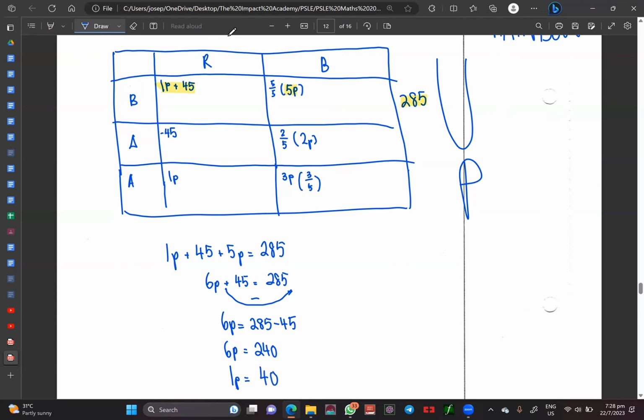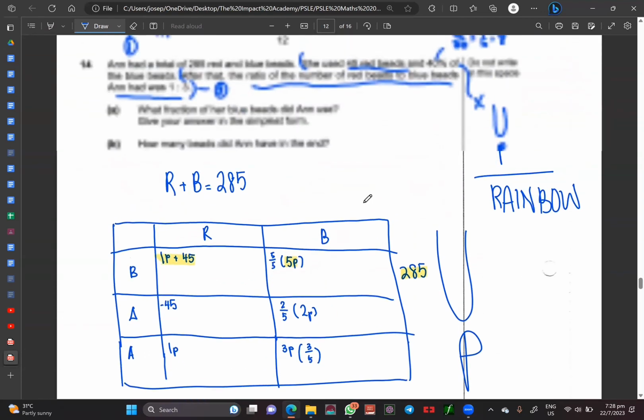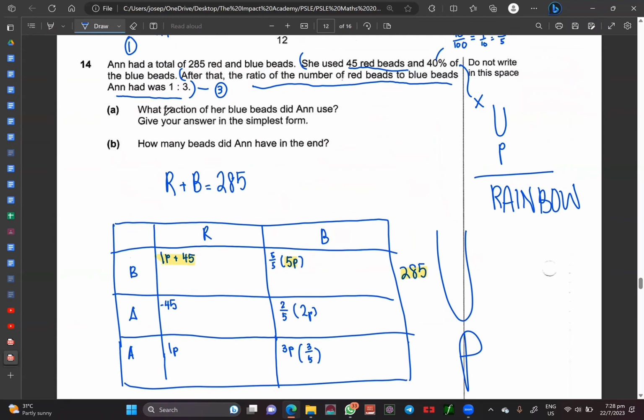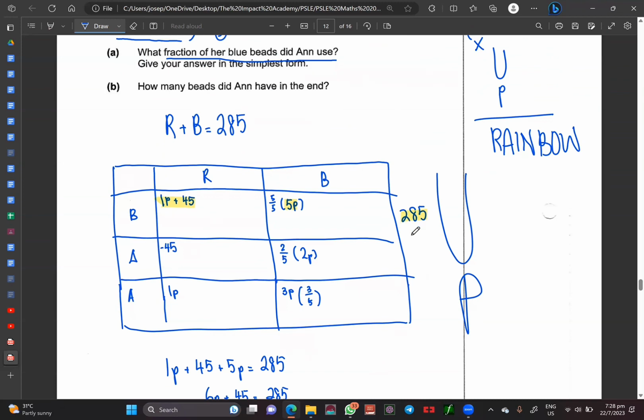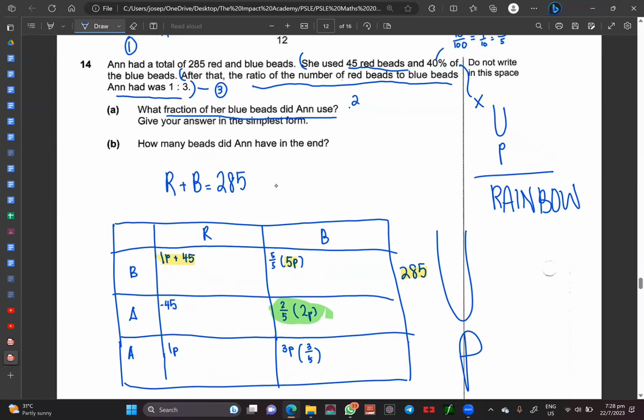Now, I believe I have over-delivered. What do I mean? I have answered more than what the question wants us to find. The question says, what fraction of her blue bits did N use? Oh, I already got it. Isn't the answer over here? Okay. All right, now they want a fraction, right? So therefore, this has to be 2 over 5. Answer in simplest form. This is already in the simplest form.